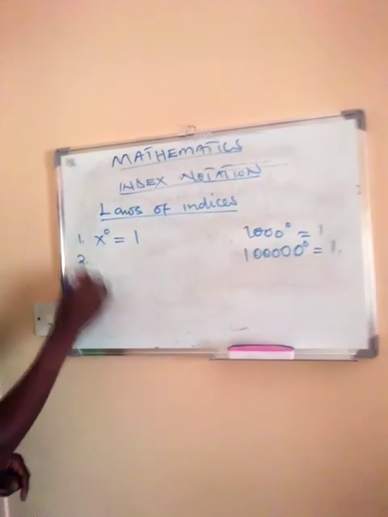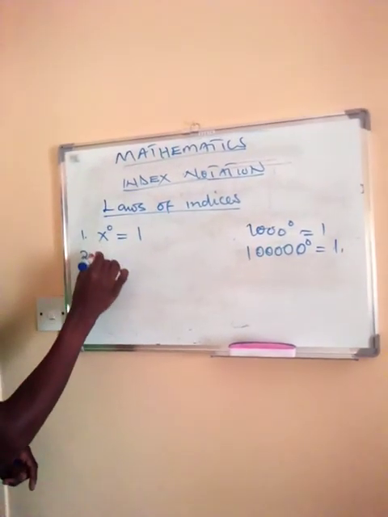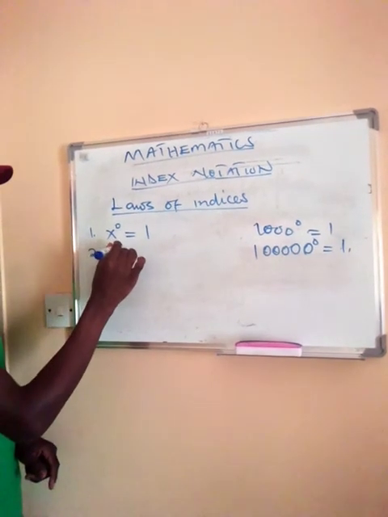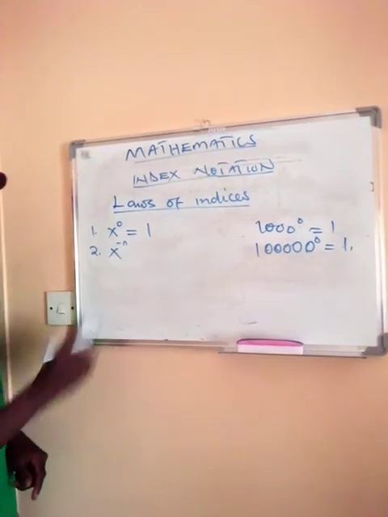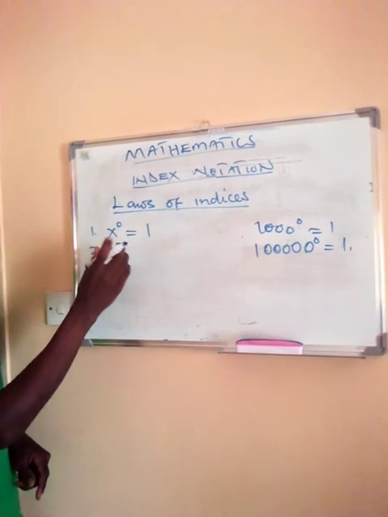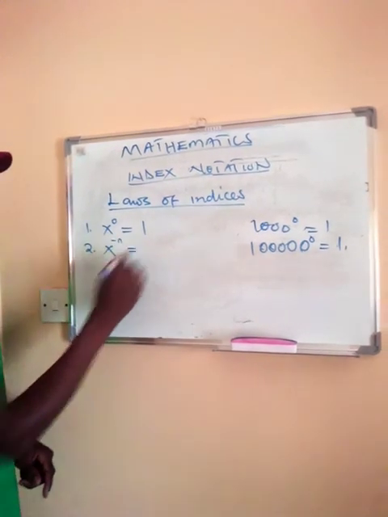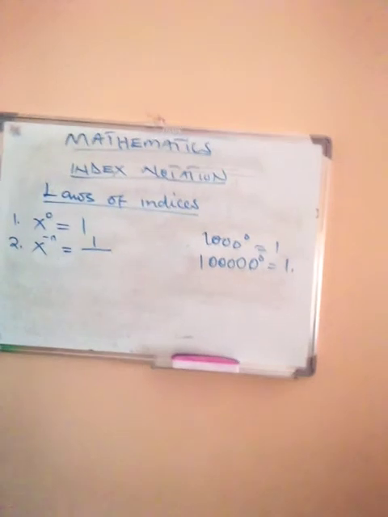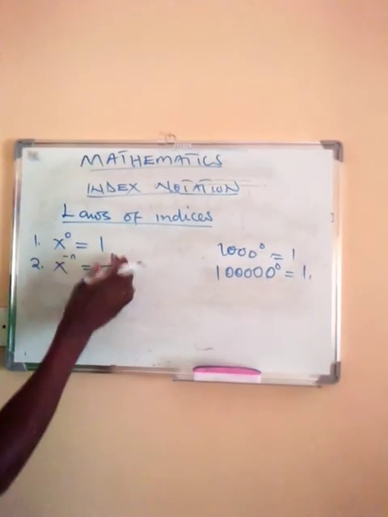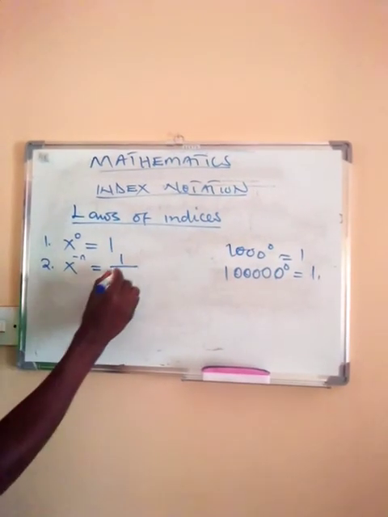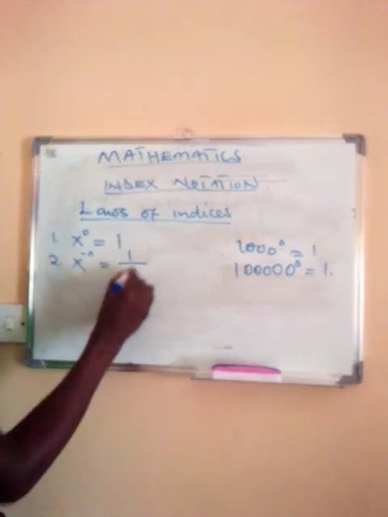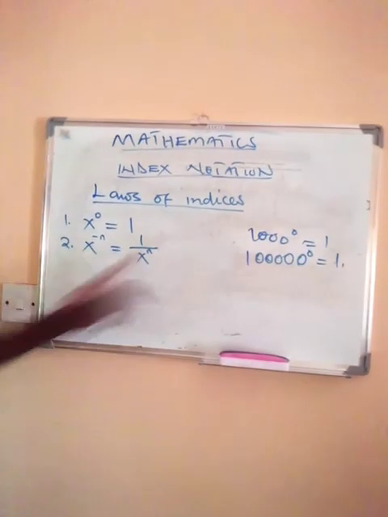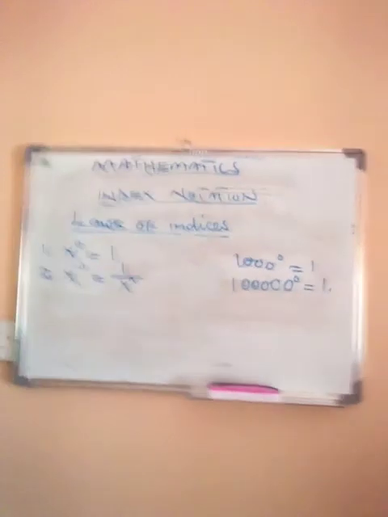Let's go to the second law. When you have a base, and this base has a power which is in a negative form, the base has an index in a negative form. So what you do, you introduce the denominator one, then you introduce the numerator one, then the denominator changes to a positive power.